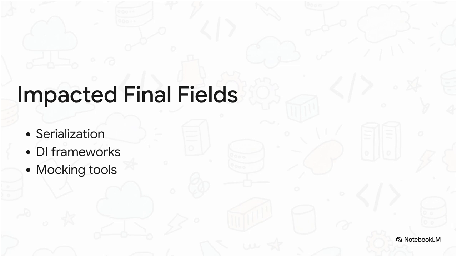Well, not anymore. Starting in Java 26, the JVM is going to issue warnings when your code tries to modify a final field using deep reflection. And while it's just a warning right now, the writing is on the wall. Stricter encapsulation is coming for sure. So you need to audit your libraries today and start migrating toward constructors, builders, or records.